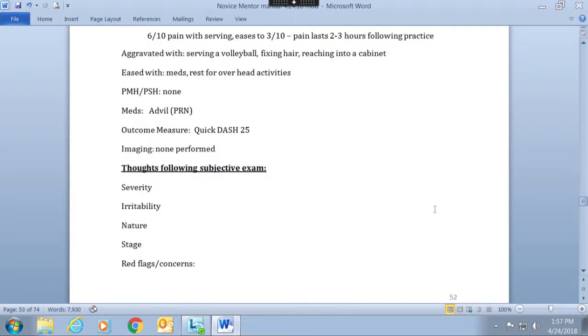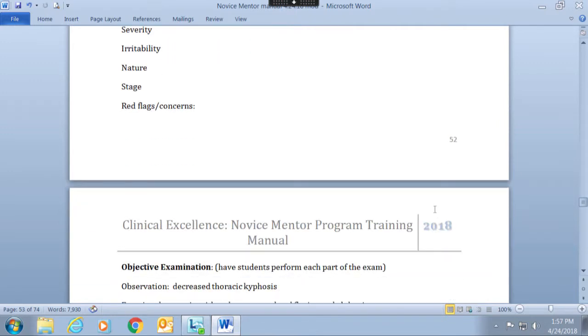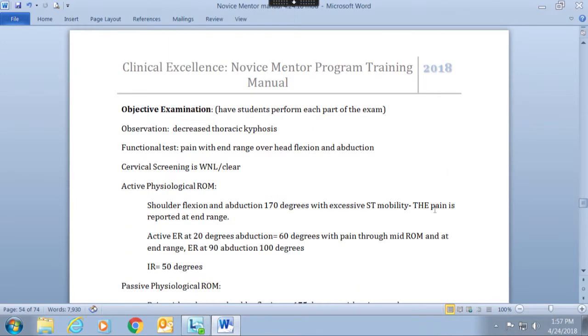The nature, we're thinking, the possibilities are an impingement, so some type of subacromial pathologies, or bursa, tendon, or capsular ligamentous instability. The stage is more of an acute stage going towards subacute. And we looked through red flags. We didn't see any. There were no specific red flags in this patient.